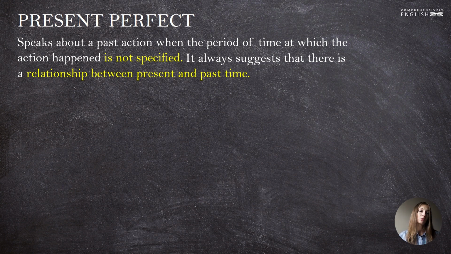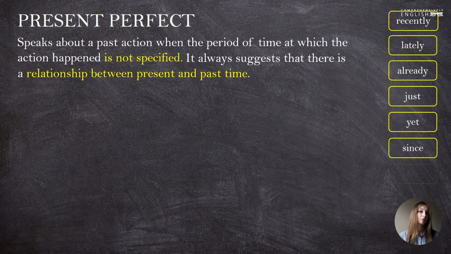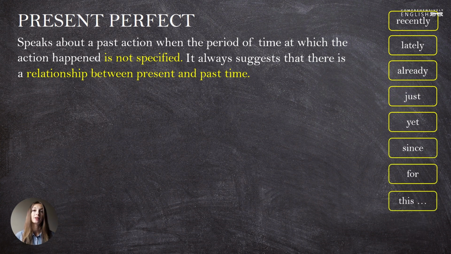The markers, or those adverbs of time that help us identify that this is the present perfect tense, are recently, lately, already, just, yet, since, for, and "this," like this month, this year, this century, and so on. What we want to highlight when we speak about the present perfect tense is that the action that happened in the past is connected to the present.